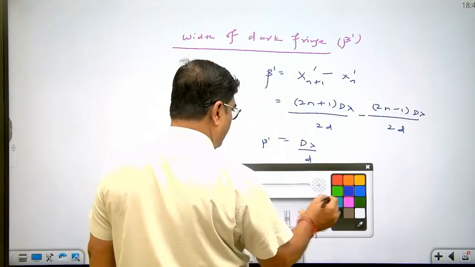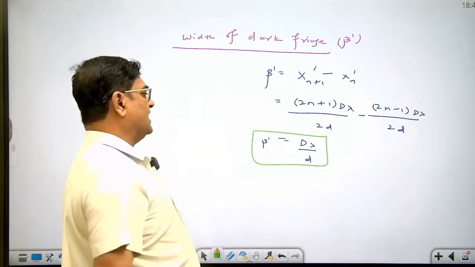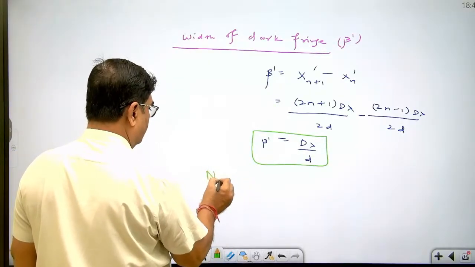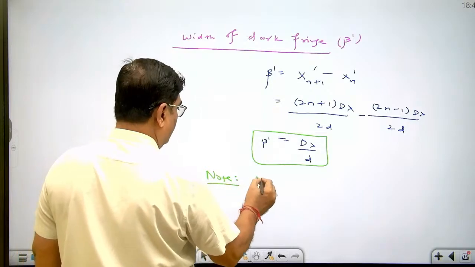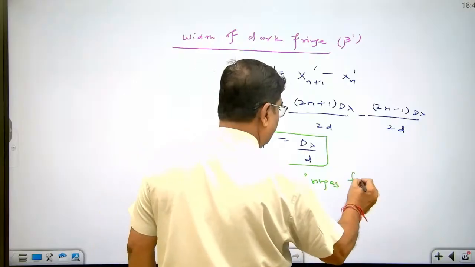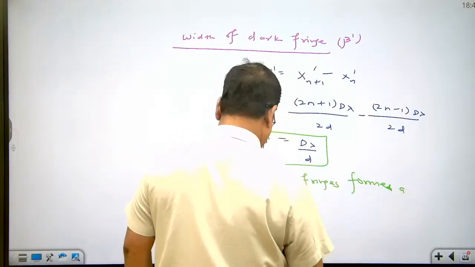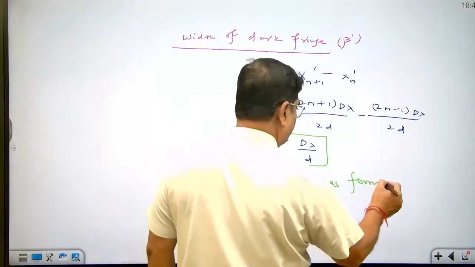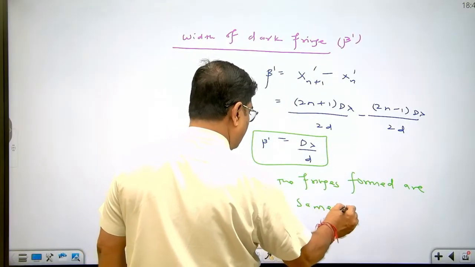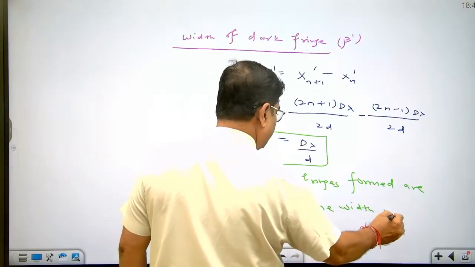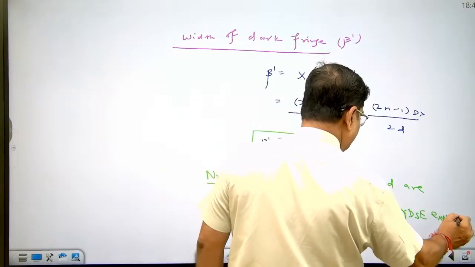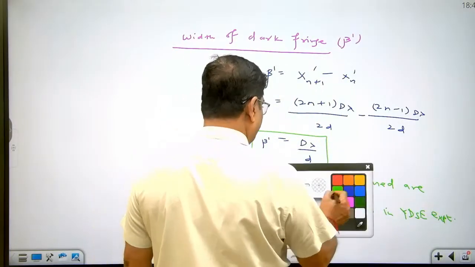So dear student, what have we observed here? In YDSE experiment, fringe width for dark and bright fringe remains the same. That is, all the fringes formed are of the same width in YDSE experiment. Remember, this experiment verifies the wave nature of light.